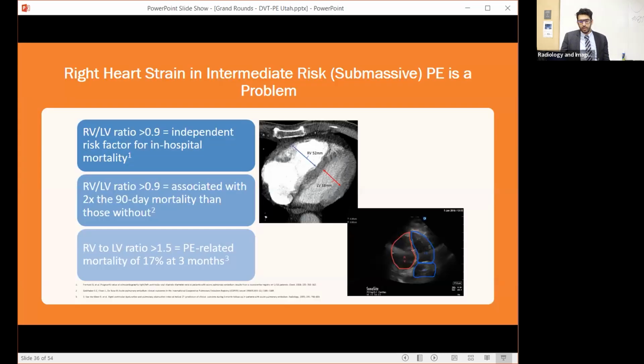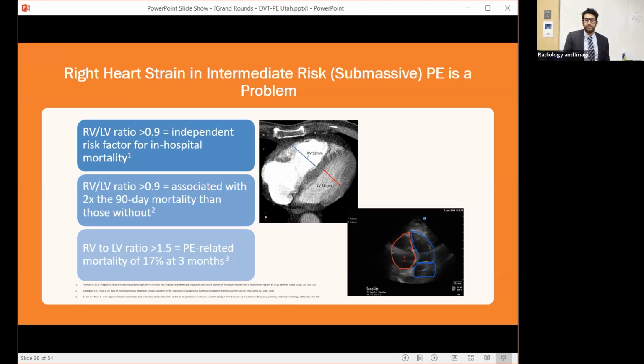So when we talk about PE, we're really mostly interested in what we call submassive or intermediate risk PE. The reason we're interested in submassive and intermediate risk PE is because it causes strain on the right heart. Specifically, it dilates the RV-LV ratio, and it dilates it greater than 0.9. And why is that a problem? Well, there's literature that indicates that in itself is an independent risk factor for in-hospital mortality.